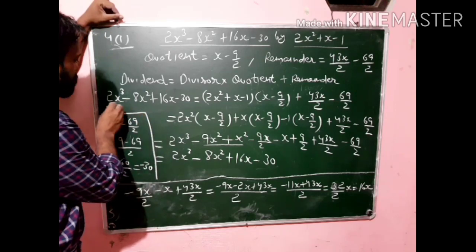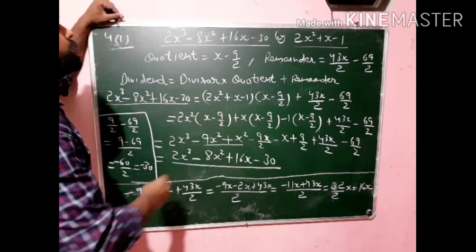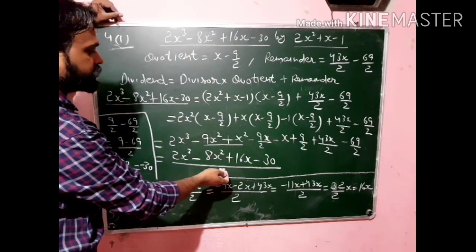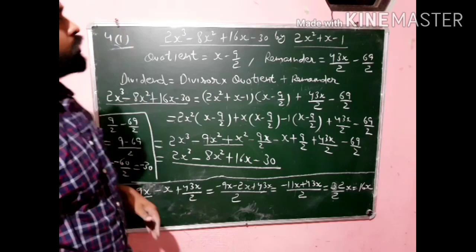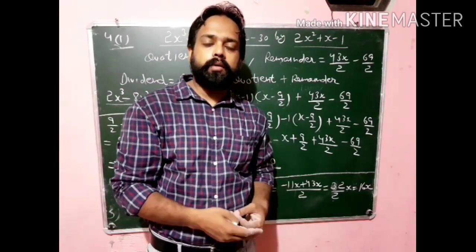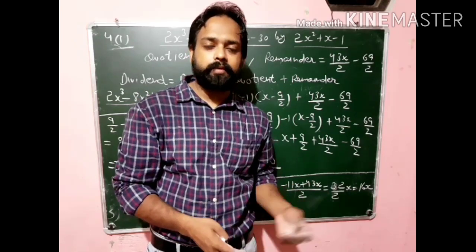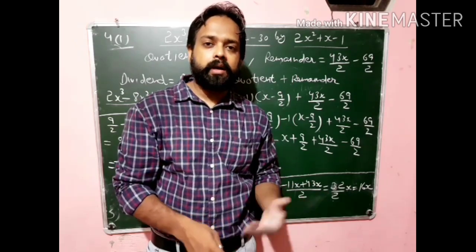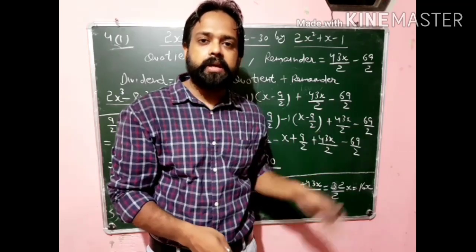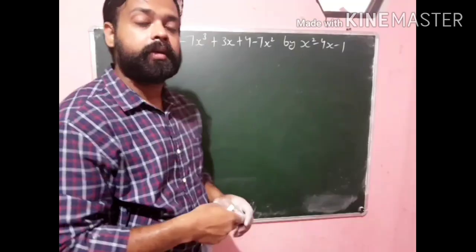Now you can see this side and this side are the same, meaning we got the dividend 2x cube minus 8x square plus 16x minus 30. So by the verification we came to the conclusion that our answer is right. These are the steps you have to follow to complete the sum. I hope this is clear to you, and you should do the same sum by yourself, and then you will be able to understand the concept.